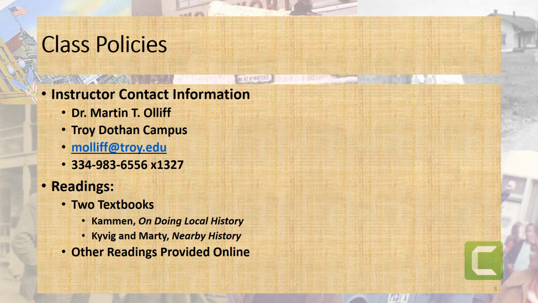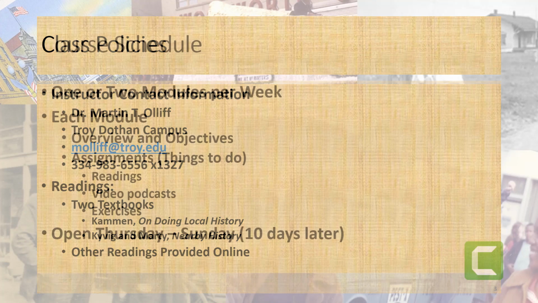You see, we have 2 textbooks, Commons on Doing Local History and Kyvig and Marty's Nearby History. Please secure the correct edition as stated in your syllabus. These are available, of course, in the online bookstore. We do not limit ourselves to what's in the textbooks, but through the miracle of the internet, I have posted all other readings to their appropriate learning module in our content management system.